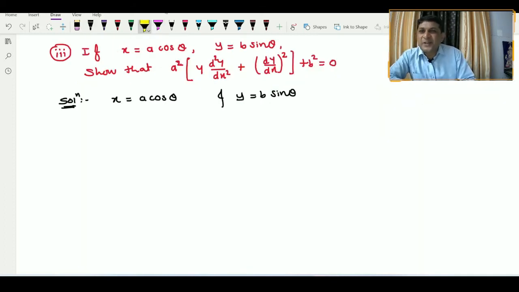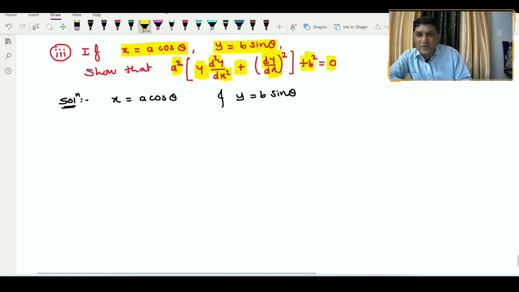Now see example number 3. In this case, the given function is x is equal to a cos theta, y is equal to b sin theta. Using this, we have to show that the value of a square into y d2y upon dx square plus square of dy by dx plus b square will be equals to 0. So first we have considered this function x is equal to a cos theta and y is equal to b sin theta. Now let us simplify it.